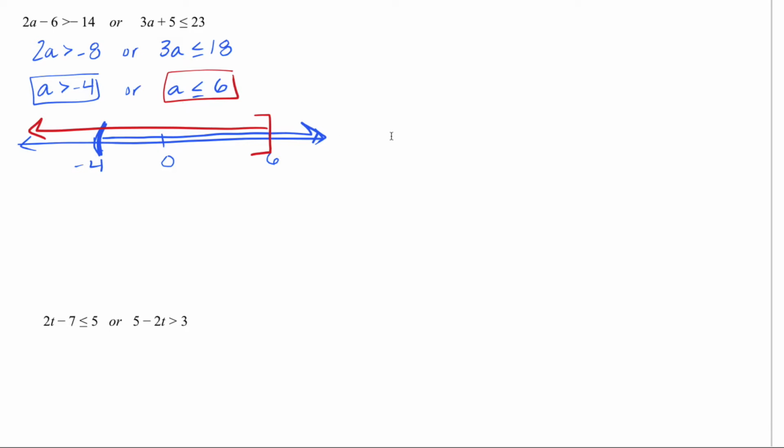Now, it's tempting to say, well, I want the overlapped region because there's some overlap. So I must want that. But we need to slow down and we need to say, okay, what is in the solution to this? All right. So this is immediately thinking about checking. What checks? What works? And we've got an or. So it just means that one or the other has to be true. So let's check something. Let's check 0. It's shaded by both. Is 0 a solution?